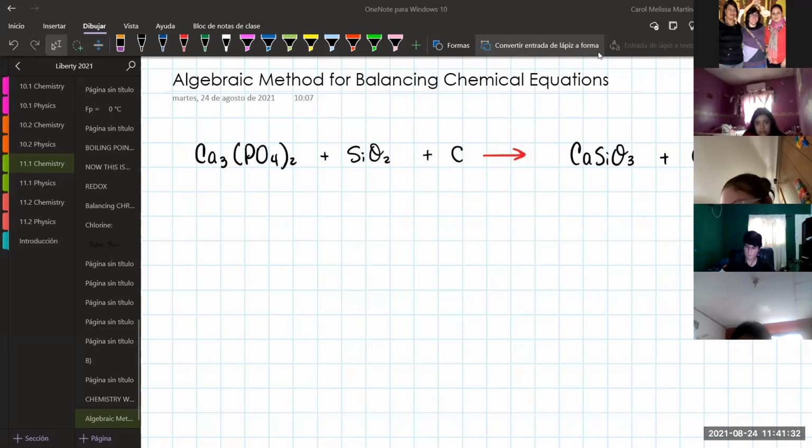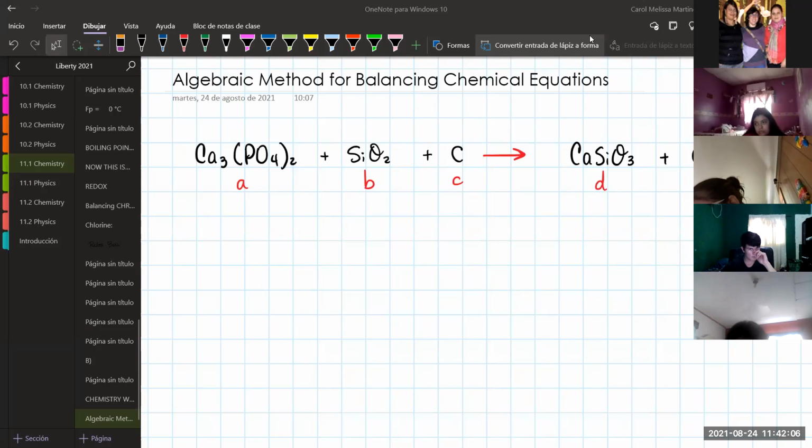So this algebraic method is going to begin with assigning a name or a letter to each term that is a part of the reaction. In this case, my reaction, I will split it into 6 letters, because it has 6 terms. This is going to be my compound A, B, C, D, E, F.